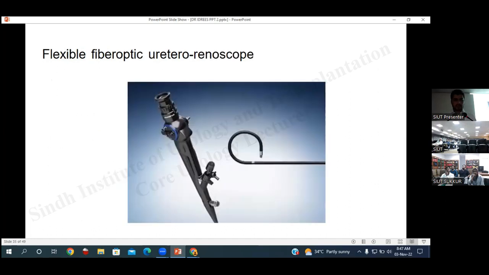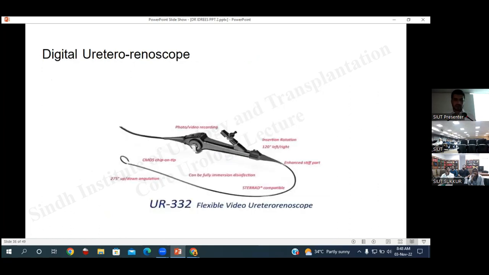Now, the flexible fiber optic ureteroscope, in which the light source is present on the tip of the ureteroscope. This is a digital ureteroscope, in which there is also a light source present on the tip of the ureteroscope, and we can also record the video from this.